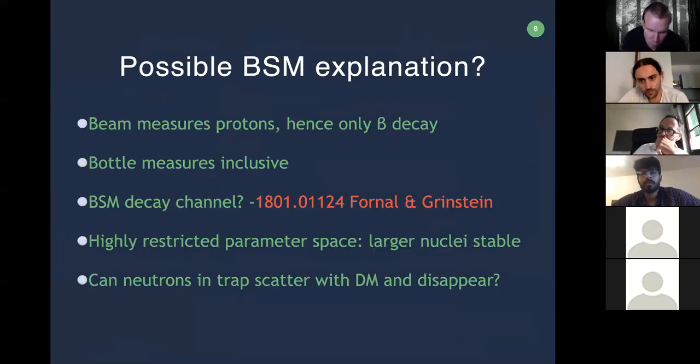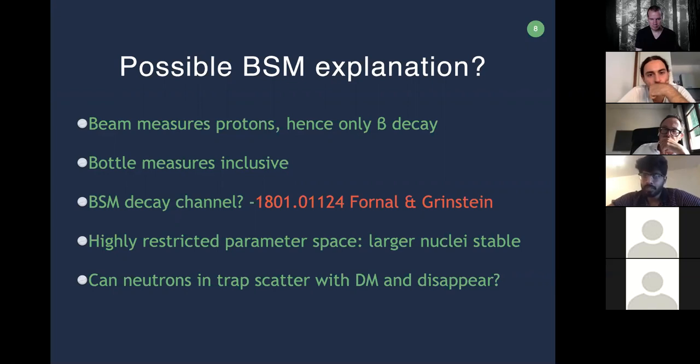Okay. What are the possible BSM explanations for this? I think the main explanation out there is from the observation that the beam measures protons and hence only the beta decay, whereas the bottle measures the inclusive decay, everything the neutron decays into. So then the natural question is, can you accommodate a BSM decay channel for the neutron to explain this bottle-beam anomaly? And that was explored by Fornal and Grinstein and many other subsequent works.